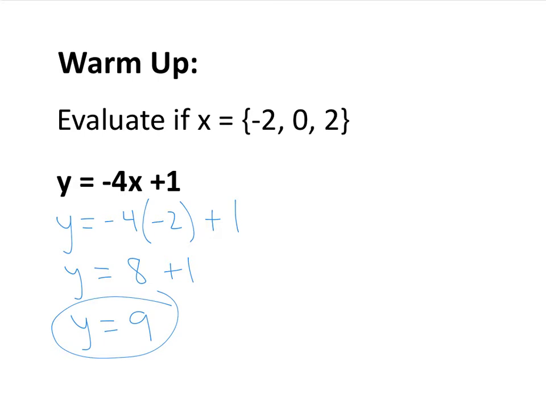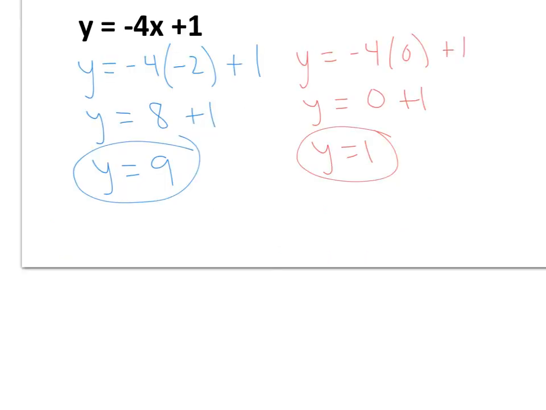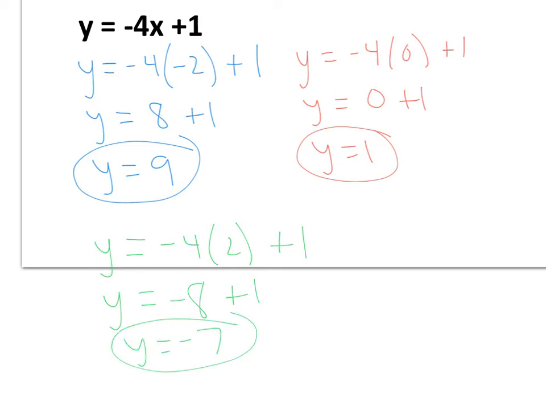Now, if x equals 0, we'll do the same thing here and get y equals 0 plus 1, so y equals 1. Now I will evaluate if x equals 2. So y equals -4 times 2 plus 1, so y equals -8 plus 1, so y equals -7. So plugging in values for x and solving for y, or our output, will help us with today's lesson.